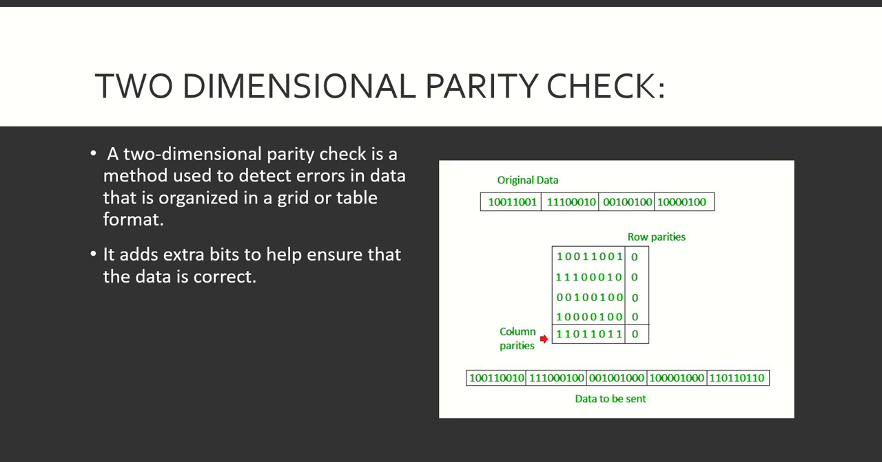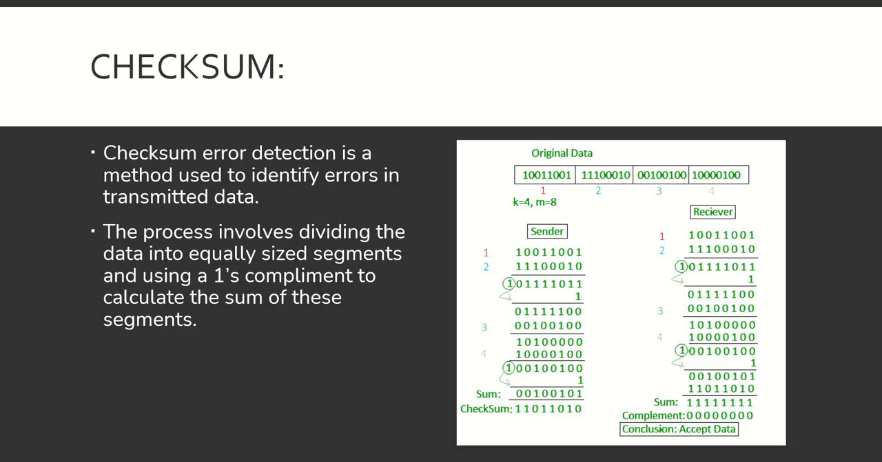Original bit is shown, then we arrange the original bits in rows and columns. In rows we add a parity bit, in columns we add the parity of the original bits, then we get new data, which we add to the end of the original data, and it is known as a two-dimensional parity check. Third one is a checksum.